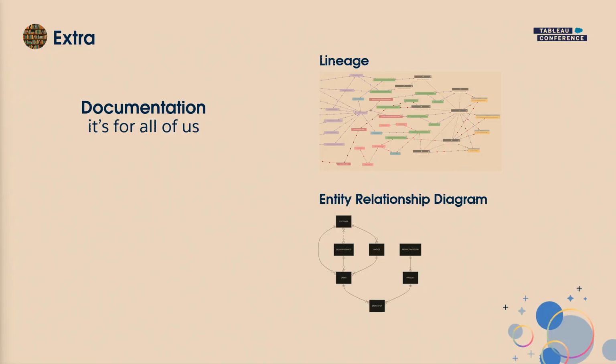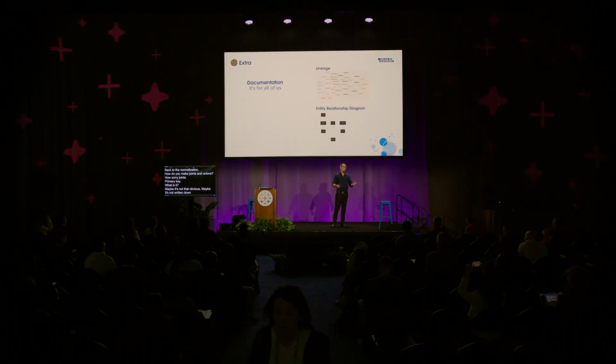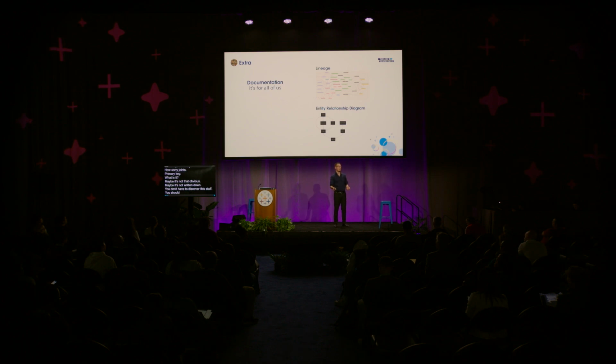Back to the normalization. How do you make joins and unions? Joins. Primary key. What is it? Maybe it's not that obvious. Maybe it's not written down. You don't have to discover this stuff. You should just read it from the diagram and know immediately what to do.